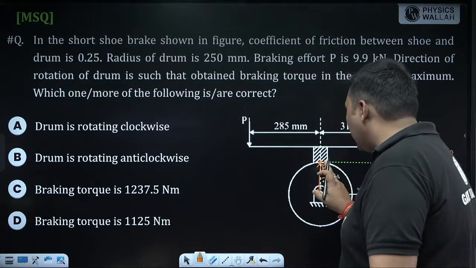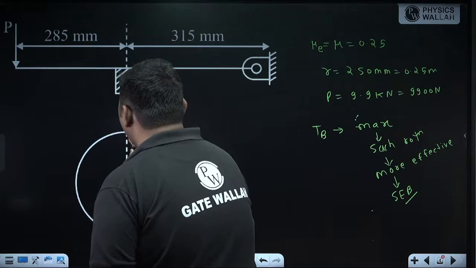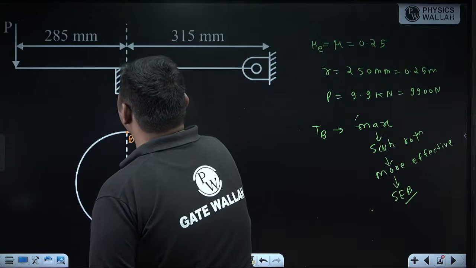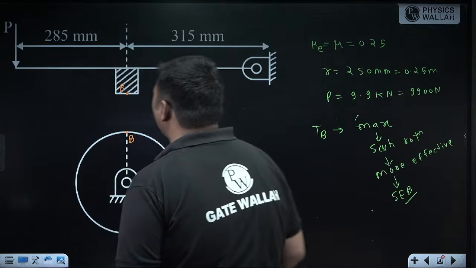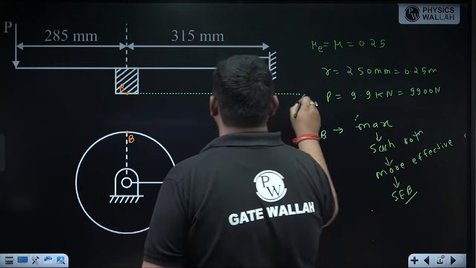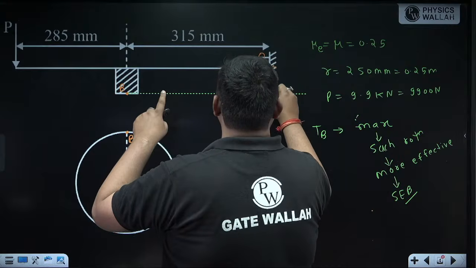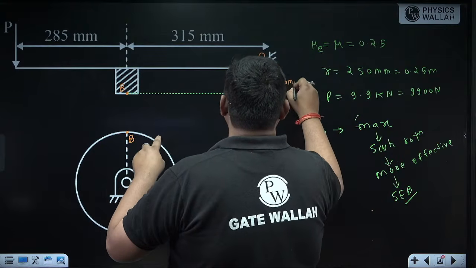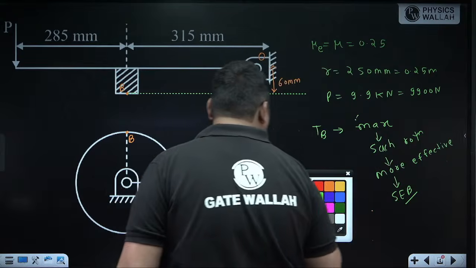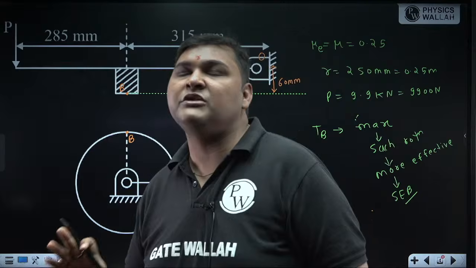Here two points B will come. One point B will belong to the FBD of the drum, and another point B will belong to the FBD of the lever. This is point B of the FBD of the lever, and this is point B of the FBD of the drum. For point B in the FBD of the lever, its horizontal distance from fulcrum O is 315 and vertical distance is 60 mm. Now first I am drawing the FBD of the drum, but right now the rotation of the drum is not known. We have to take such a rotation in which the brake is self-energizing.